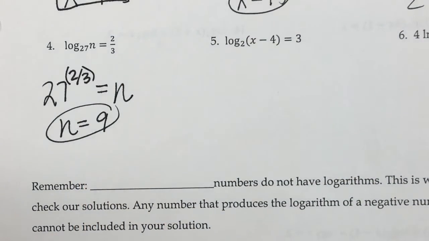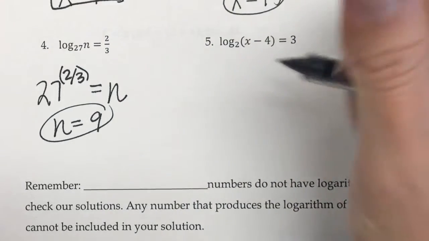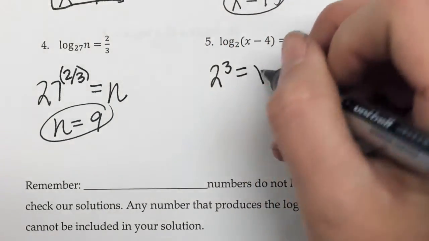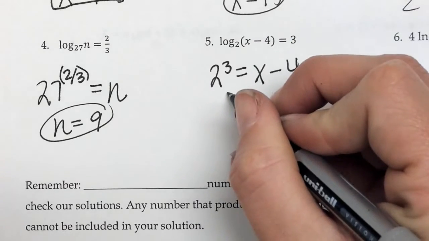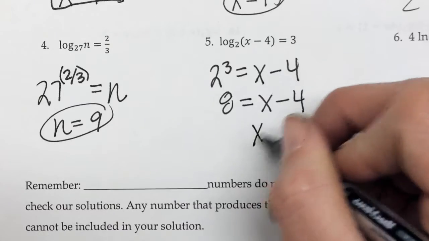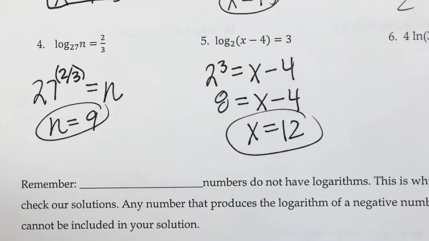Got it. All right, Victor, tell me how to write this in an exponential form. 2 to the 3rd is equal to x minus 4. Good. This is 8. Very good. Add 4. 12. Very good. Questions?